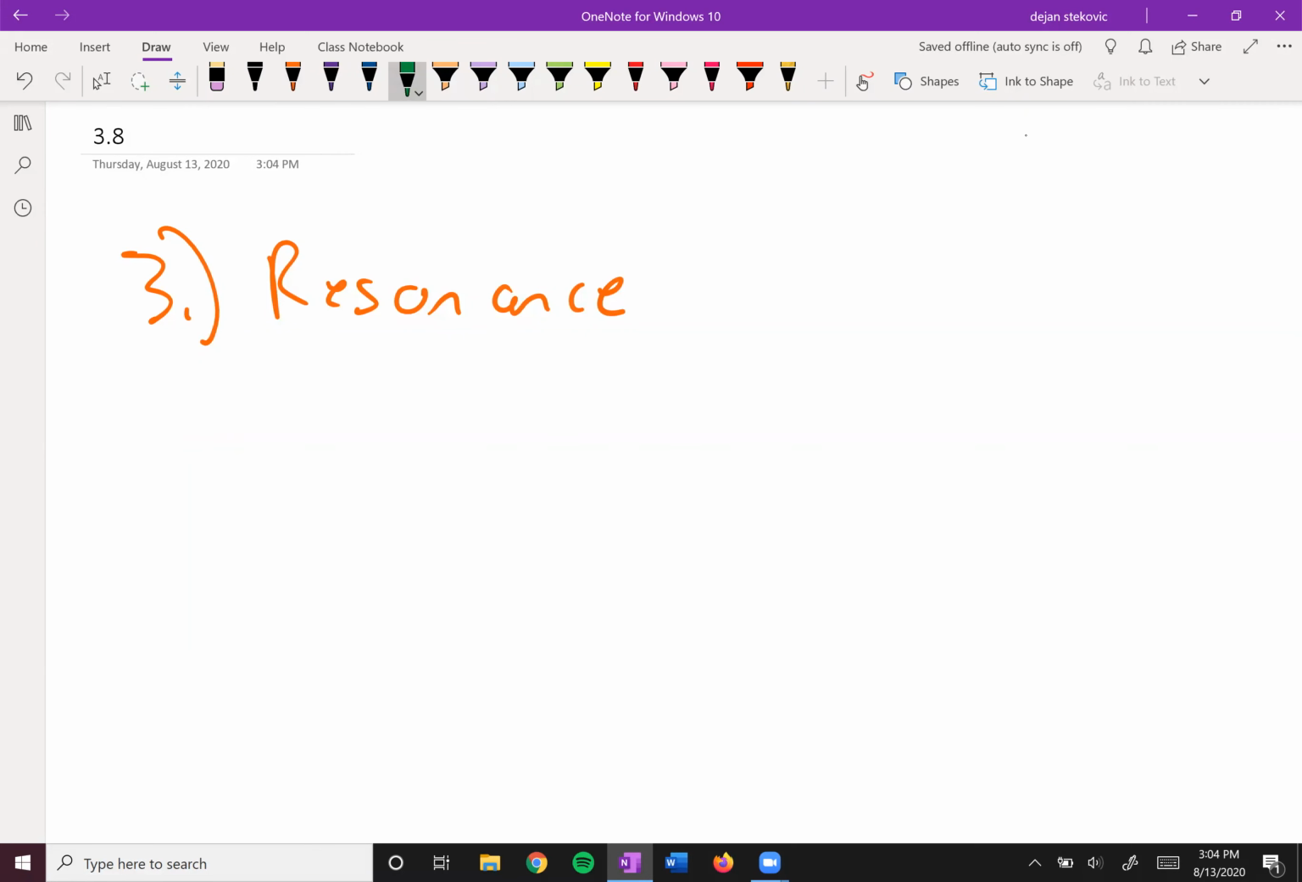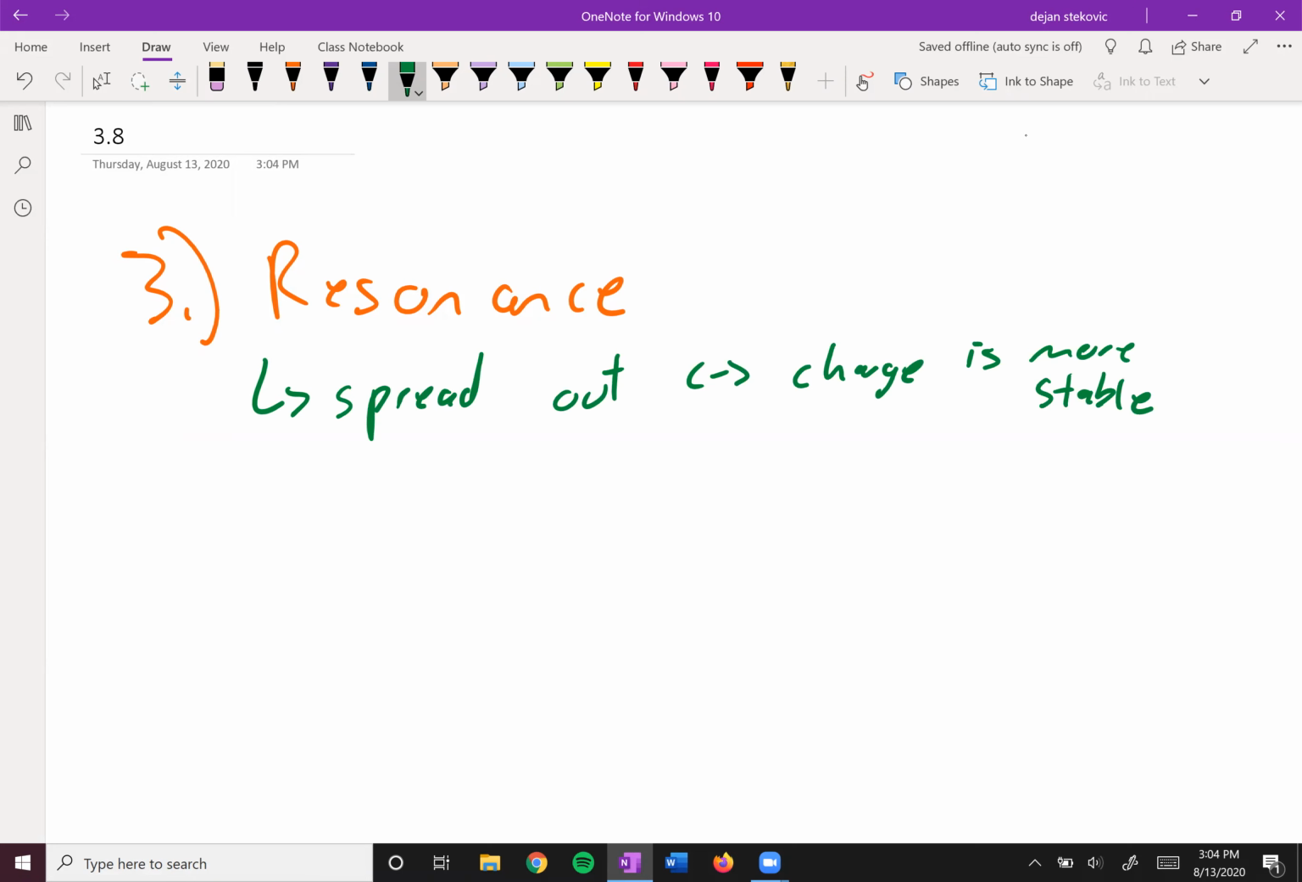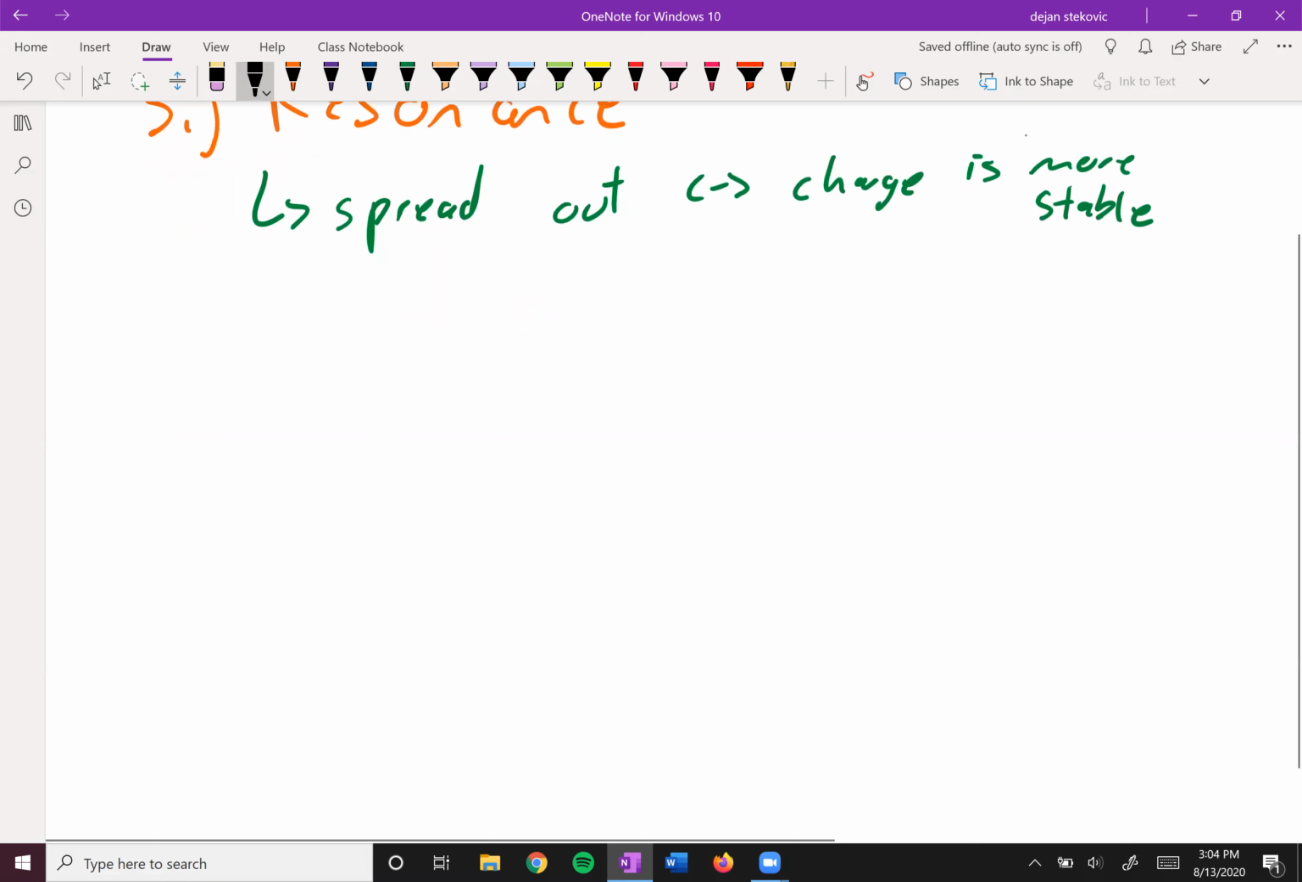All right, next up is resonance, right? And so similar to atom effects in terms of size, more resonance is better because a spread out negative charge is more stable, right? We want to spread this charge as far apart as possible.